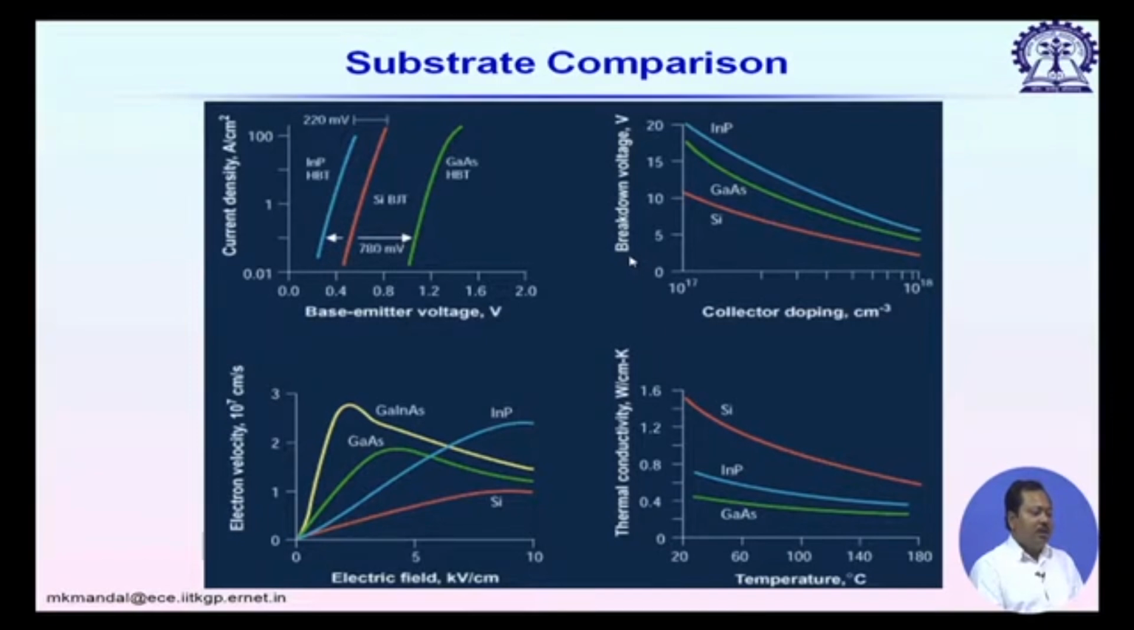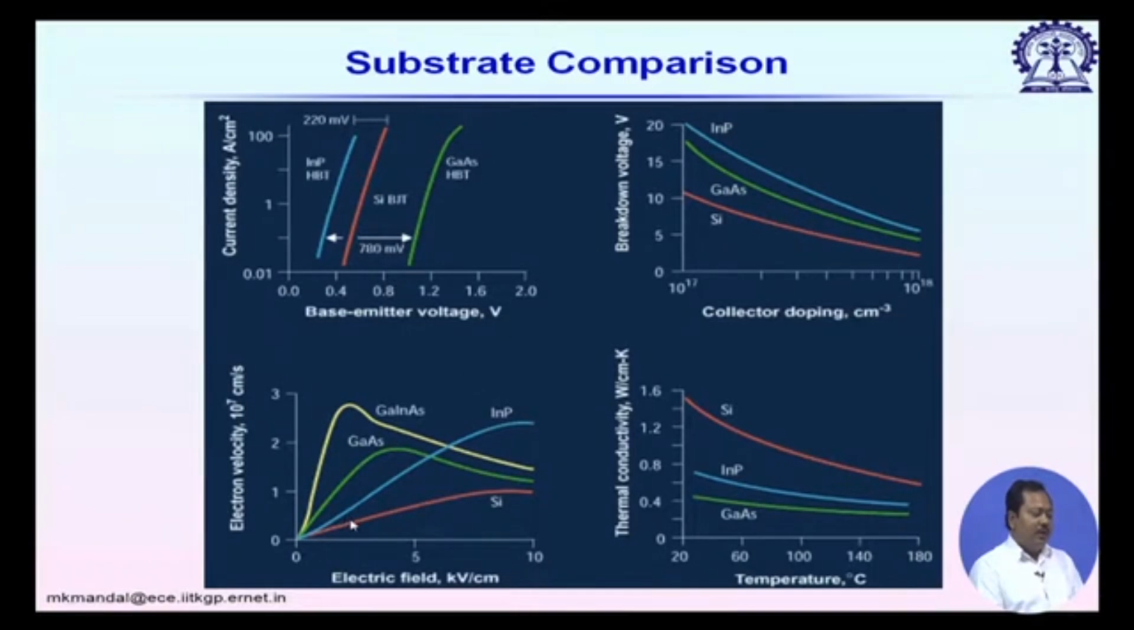Next one is a comparison of breakdown voltage for different substrates versus collector doping concentration. So, silicon has the lowest breakdown voltage, whereas indium phosphide has the highest breakdown voltage.